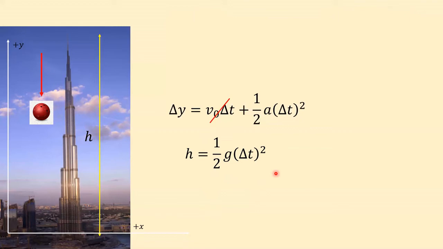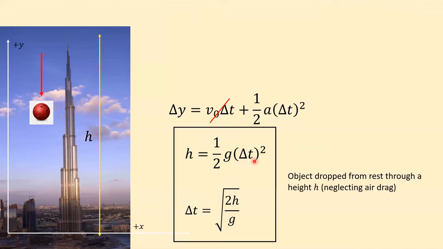1/2 gt squared. I'm saying gt squared, where t is really short for delta t, the time interval between dropping and hitting the surface or whatever. You could also solve this for delta t. I have this memorized now because I've seen it so many times. Most of you are taking this for the first time, so you don't need to memorize that.